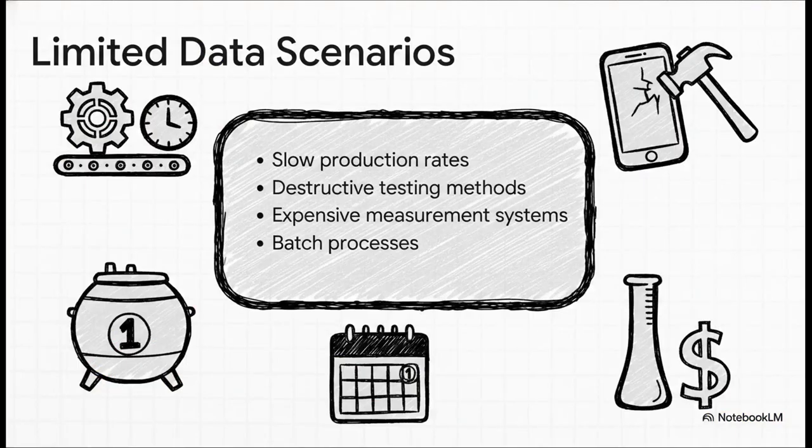And these situations are everywhere once you start looking. If your line only produces one highly complex engine per day, you've got scarce data. If testing your product literally means you have to destroy it, you definitely have scarce data. Same goes for those pricey lab tests, chemical processes that produce a single batch, or even things like monthly financial reports. In every single one of these cases, waiting around to build a big sample isn't just slow, it's often completely impossible.